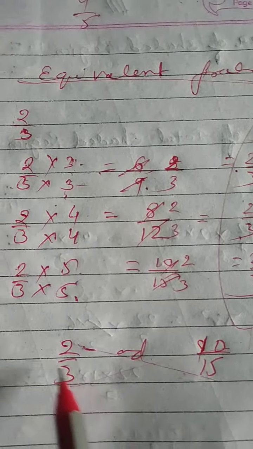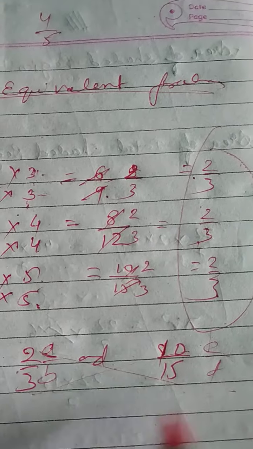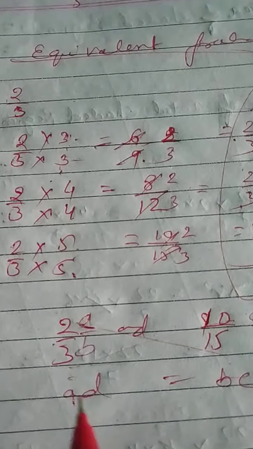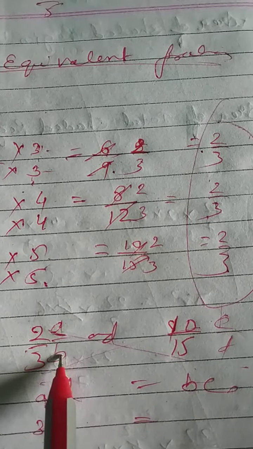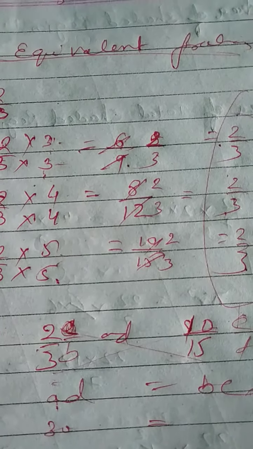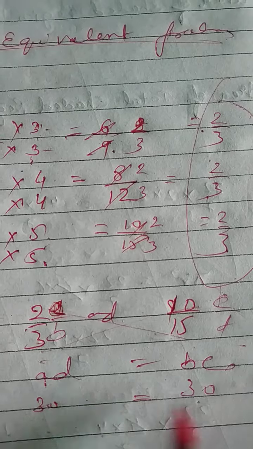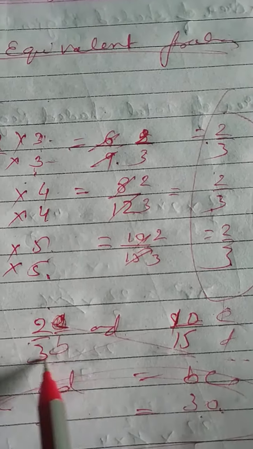Suppose this is A by B and this is C by D. Simply multiply A into D is equal to B into C. You have to do it like this. So 2 into 15, we will get 30. It is 2 by 3 and this is 10 by 15. Then 3 into 10, here also we will get 30. 30 is equal to 30, so it is equivalent. So you only have to cross multiply and check whether both sides come out the same or not.